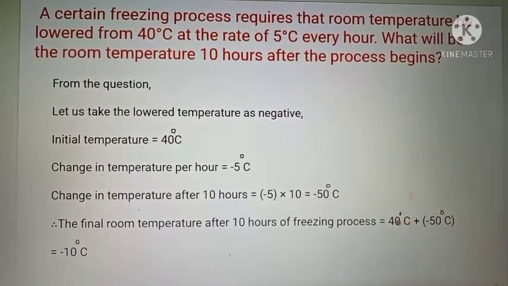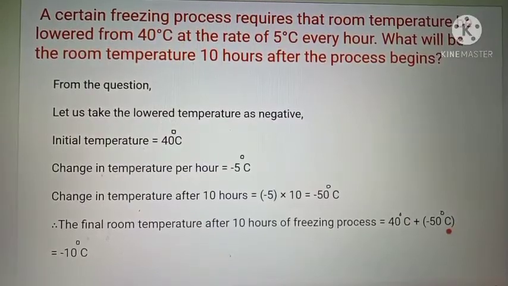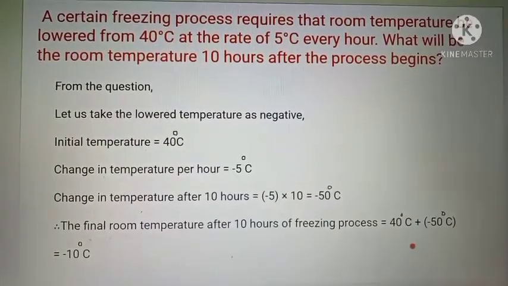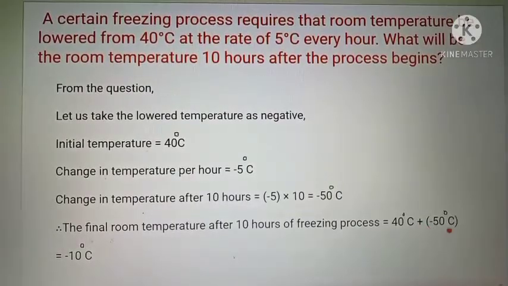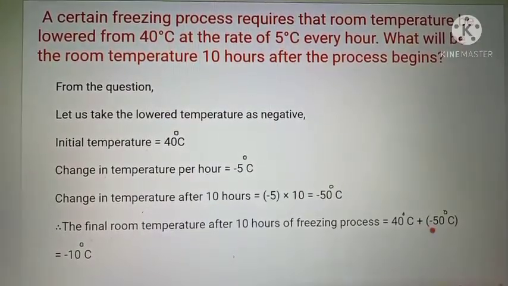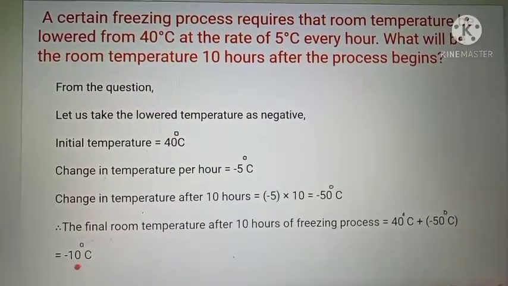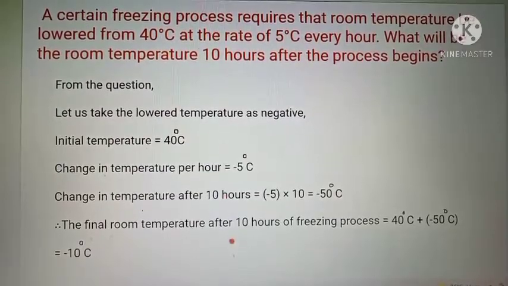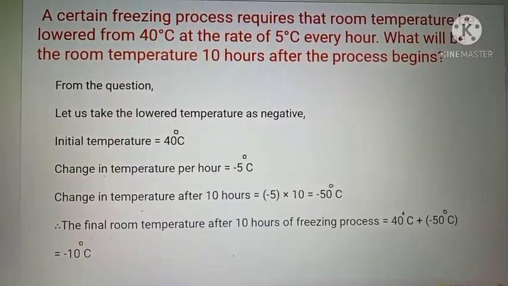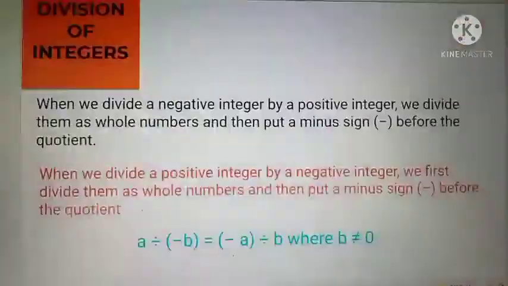Plus and minus. What we will do? We will subtract and we will put the sign of the bigger number. Which number is bigger here, 50 or 40? 50. What is the sign of the bigger number? Minus. So, we will get minus 10 degrees Celsius. Okay, hope you are clear with this question and the answer. Let's move on to the next question.